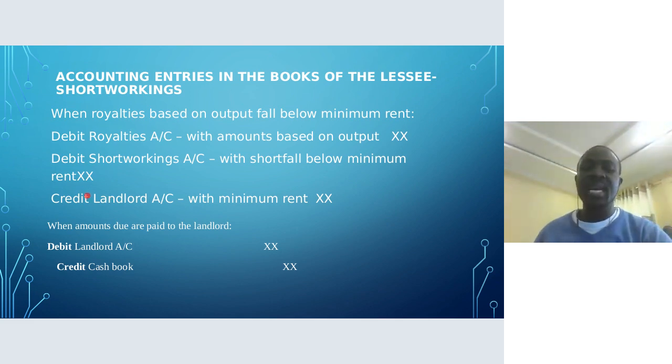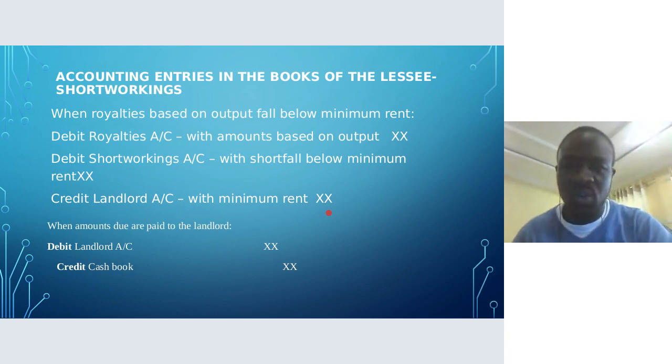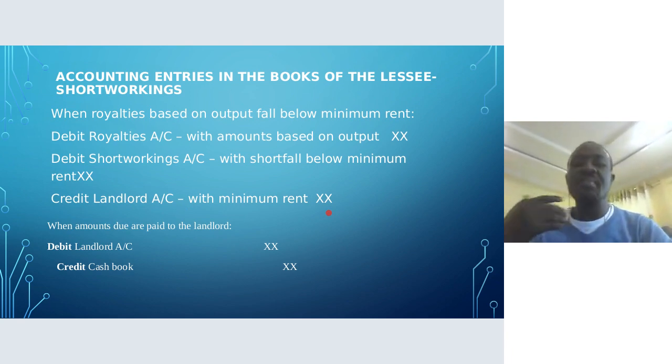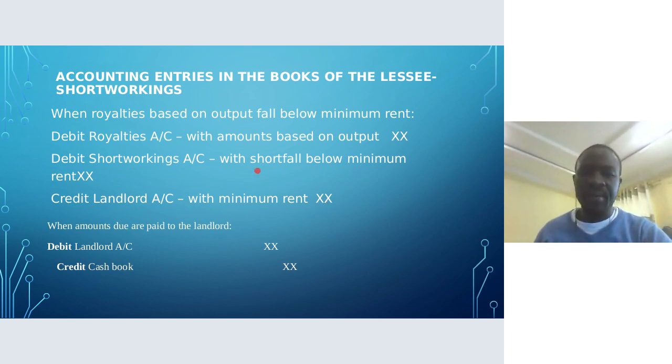Then at the same time, we credit the landlord's account with the minimum rent. Remember, what we will pay to the landlord is the minimum rent, which for our case was 1 million. Now, when the amounts due are paid to the landlord, then we debit the landlord's account again with the minimum rent and credit the cash book again with the minimum rent.